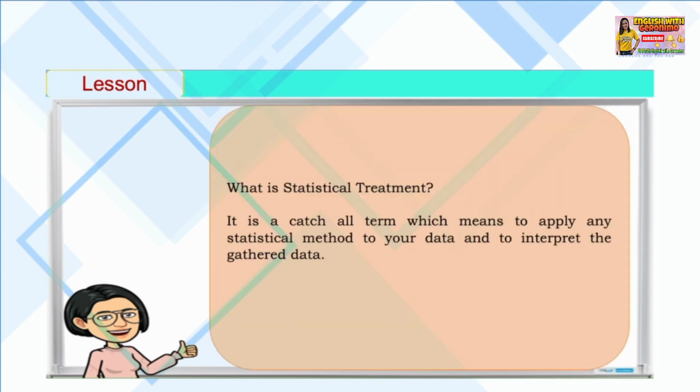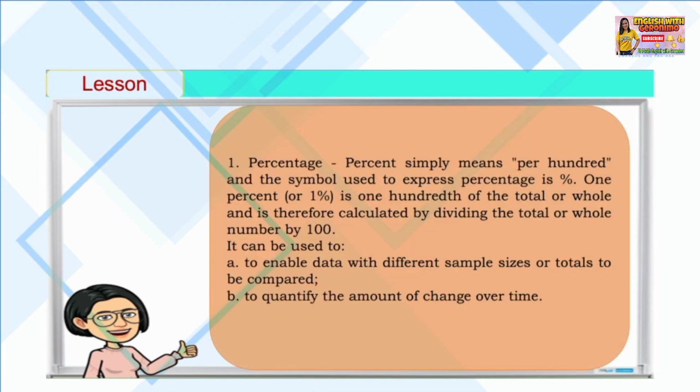What is statistical treatment? It is a catch-all term which means to apply any statistical method to your data and to interpret the gathered data. The first one is percentage. Percent simply means per hundred. 1% is 1/100 of the total or whole and is therefore calculated by dividing the total or whole number by 100. It can be used to, letter A, enable data with different sample sizes or totals to be compared, or letter B, quantify the amount of change over time.